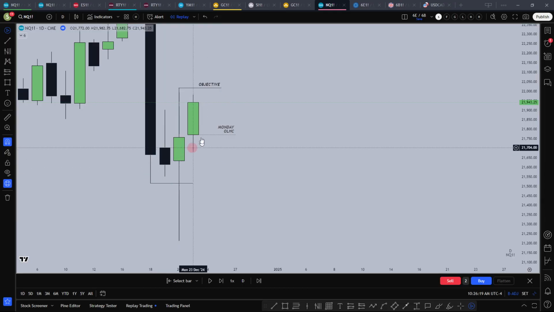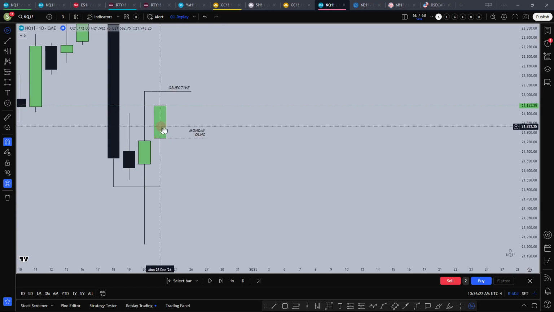Relevant level being this, objective being this, candle being in continuation.